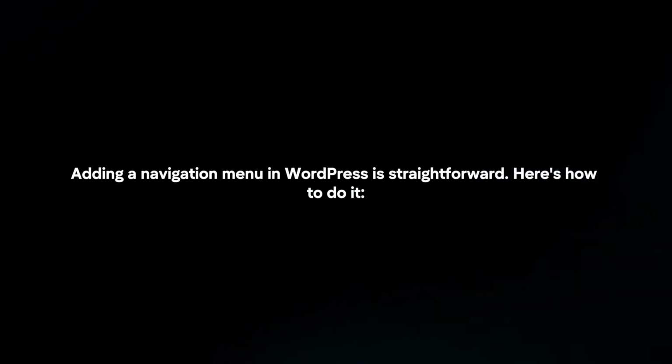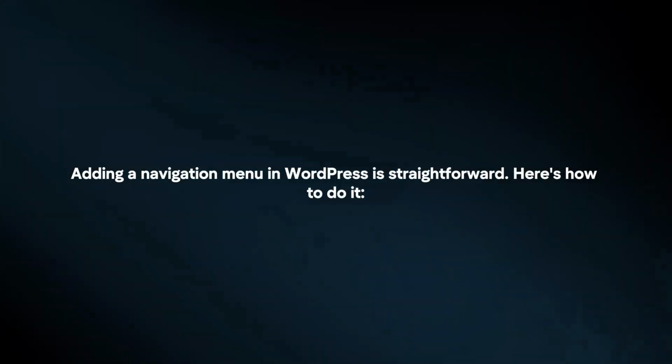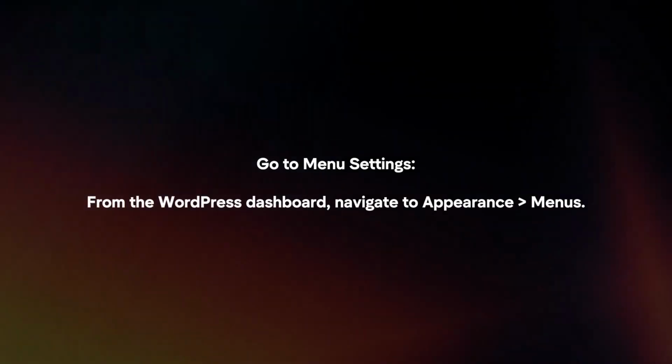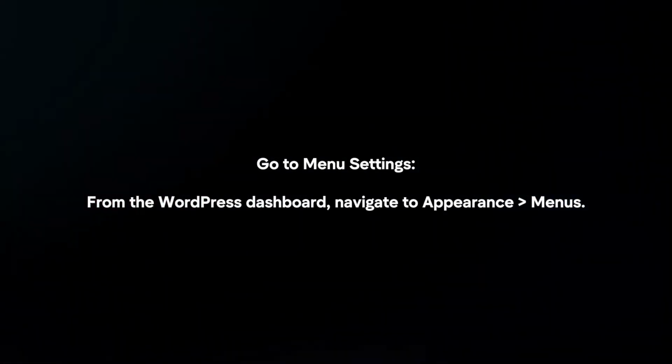Adding a navigation menu in WordPress is straightforward. Here's how to do it. Go to Menu Settings. From the WordPress dashboard, navigate to Appearance Menus.